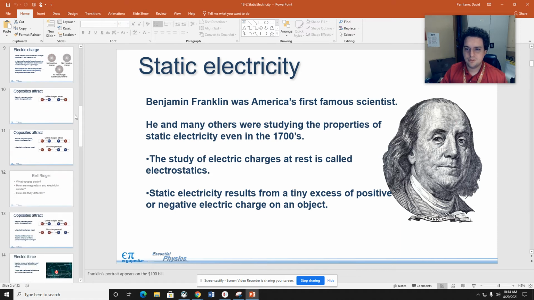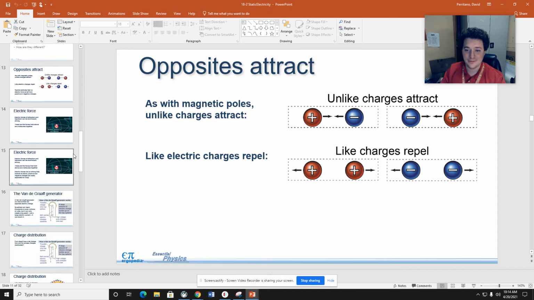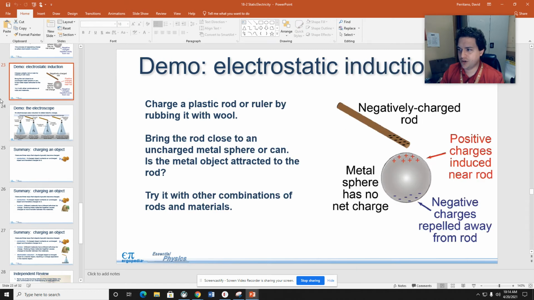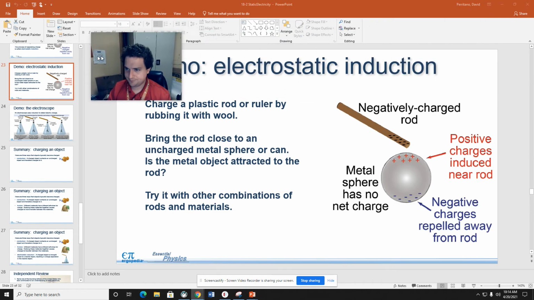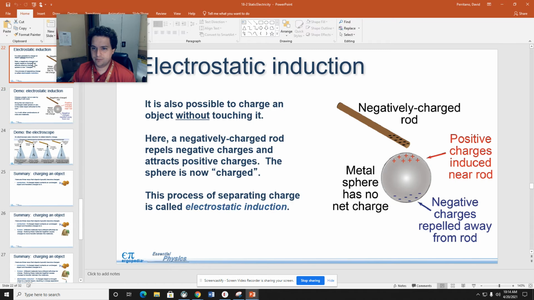So, like I said, I'm not going to go over everything. But just like magnets, and why we talk about this together, just like magnets, opposites attract, like poles repel. Okay? Just like magnets. But you can separate positive and negative. It is possible. I did want to mention what electrostatic induction is real quick. Electrostatic induction is a method to separate charges.